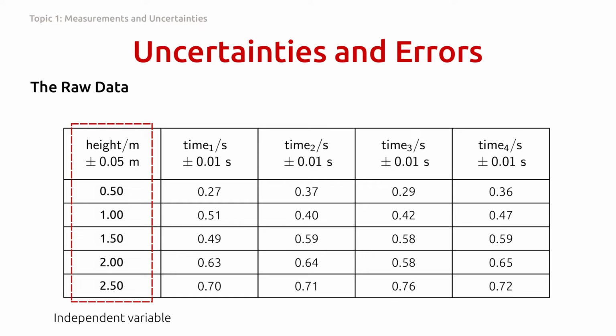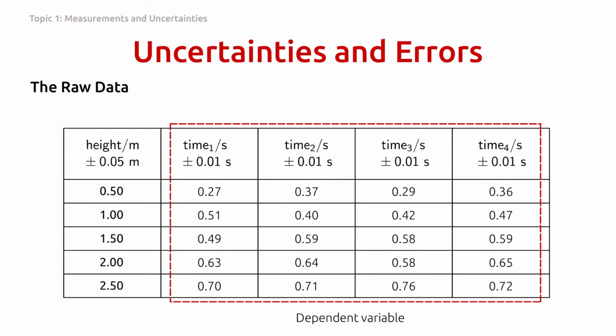The first column here is called the independent variable. This is what we constantly change during the experiment. We vary the height from which the object is dropped, and we record the time. So the time here is the dependent variable. This is what we measure. And to make the results more reliable, we repeat the experiment. In this example, we take 4 measurements for each height value.